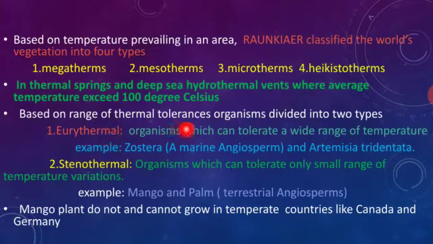Based on the range of thermal tolerance, organisms are divided into two types: eurythermal and stenothermal. Eurythermal means organisms tolerate a wide range of temperature, for example Zostera, a marine angiosperm, and Artemisia tridentata. Stenothermal organisms can tolerate only a small range of temperature, for example mango as well as palm, which are terrestrial angiosperms. The important point is that the mango plant does not grow in temperate countries such as Canada as well as Germany.